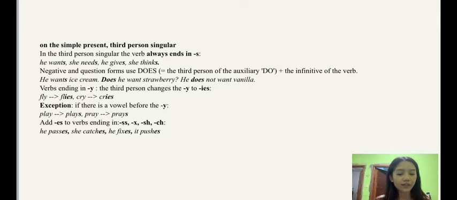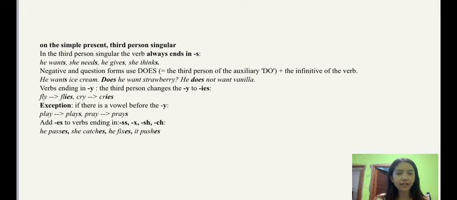In the simple present, third person singular, the verb always ends in s, like he wants, she needs, he gives, she thinks. Negative and question forms use does, the third person of the auxiliary do, plus the infinitive of the verb. He wants ice cream. Does he want strawberry? He doesn't want vanilla.